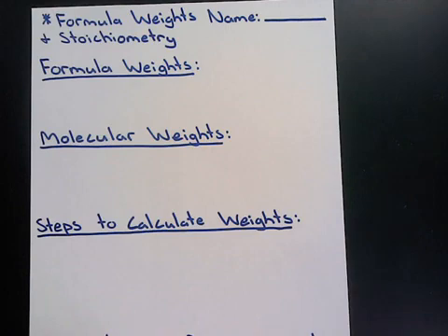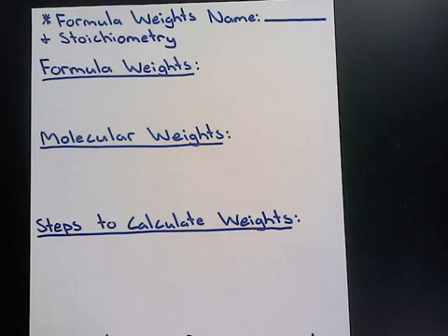Today what we're going to be talking about is formula weights, and we're also going to be talking about stoichiometry. So a couple of objectives that you should be able to accomplish by the end of this lesson is calculate the formula weight of a substance given its chemical formula, and you should calculate the molecular weight of a molecular substance given its formula.